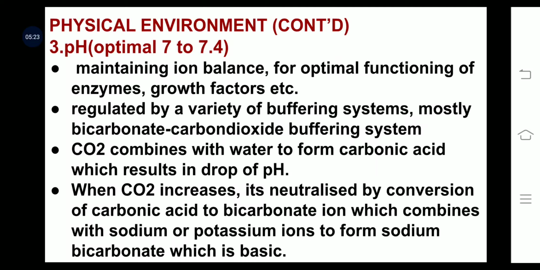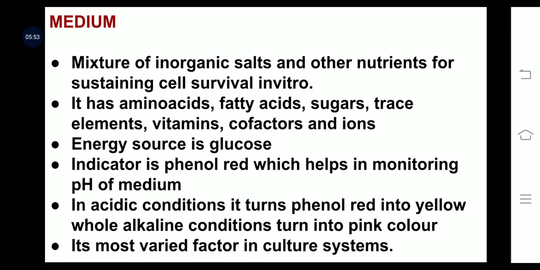Bicarbonate ions in return combine with the positive sodium or potassium ions to form sodium bicarbonate, which is basic. Now when basicity increases, sodium bicarbonate again dissociates to form sodium ions and bicarbonate ions. Bicarbonate ions again combine with H+ to form carbonic acid, which helps to bring the pH to 7.4. So this buffering happens till the equilibration of pH becomes 7.4.